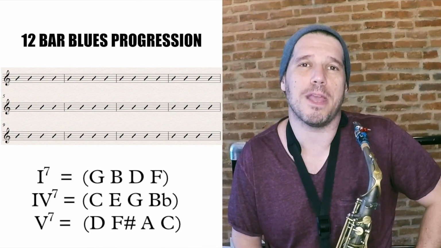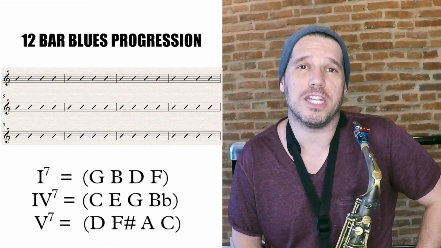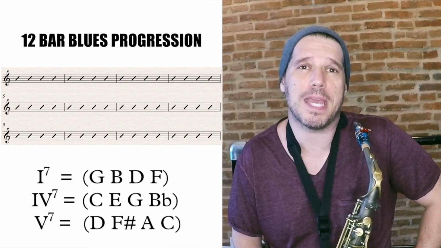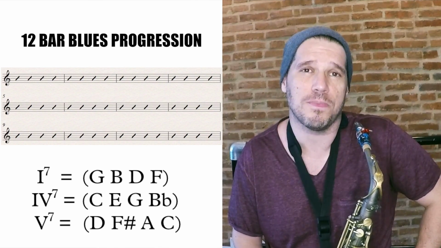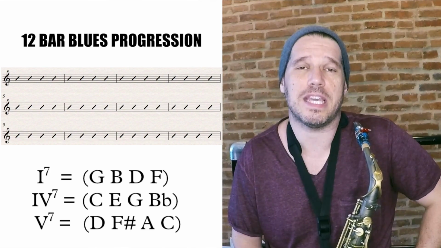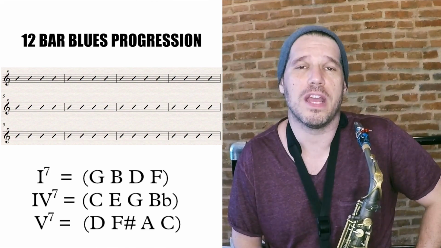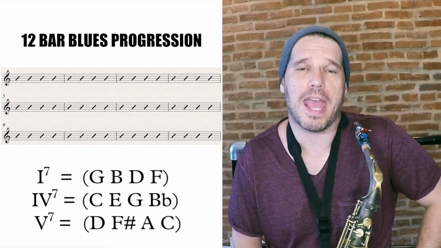All of the chords in the blues progression are also dominant 7th chords. What that means is it's the major chord with a flat 7th. So for your 1 chord, that would be G7. So that'd be G, B, D, and F natural. For your 4 chord, that'd be C7. So that'd be C, E, G, and B flat. And for your 5 chord, that would be D, F sharp, A, and C.